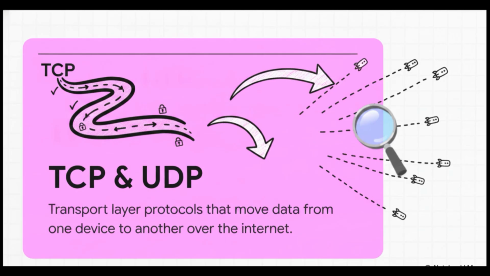In the world of computer networking, specifically in what's called the transport layer, we've got TCP, which stands for Transmission Control Protocol, and UDP, or User Datagram Protocol. Both of these are transport layer protocols, and honestly, at the end of the day, their shared goal is super simple. They just move data from one device to another over the internet. But as you're about to see, they achieve this goal in radically, and I mean fundamentally, different ways.